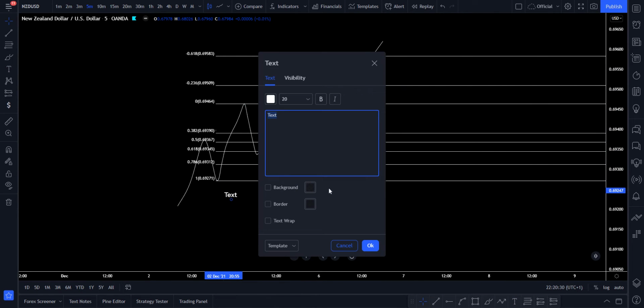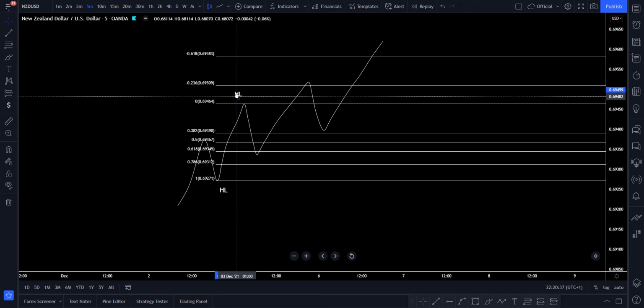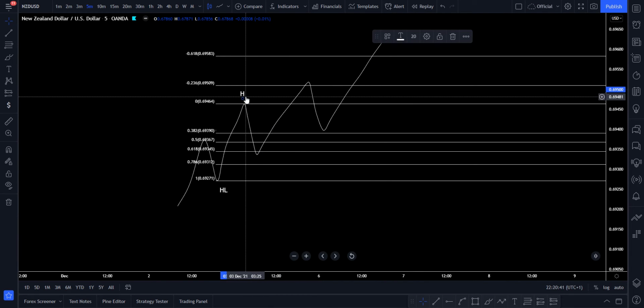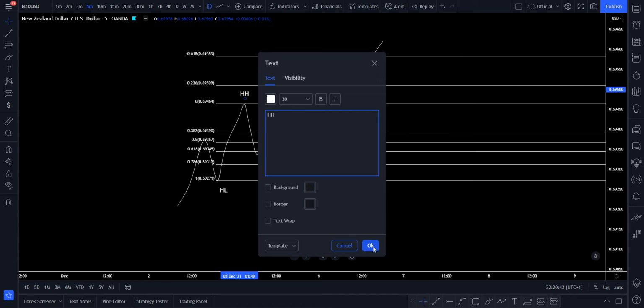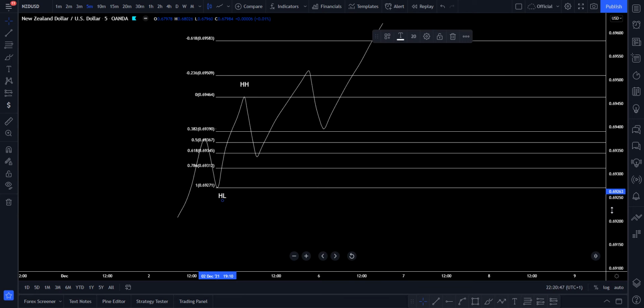You know what, let me just mark it up. So we do that. We mark them from the higher low to the higher high. And again, the same thing happens.